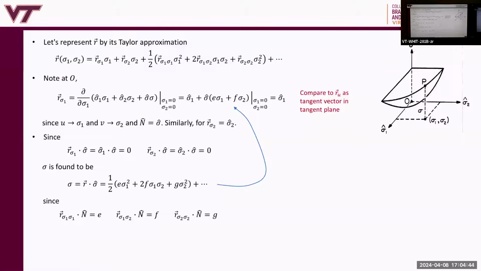All right. So let's represent R by this Taylor expansion. Let's expand R in terms of a Taylor expansion. Now it's sigma 1 and sigma 2 instead of U and V. But sigma 1 kind of takes the place of U, and sigma 2 kind of takes the place of V. And we have the first derivative, R. Remember, the subscript on R means partial derivative with respect to. So this is like RU, but this is R sigma 1 multiplied by sigma 1 plus R sigma 2 multiplied by sigma 2. What happened to the constant term?